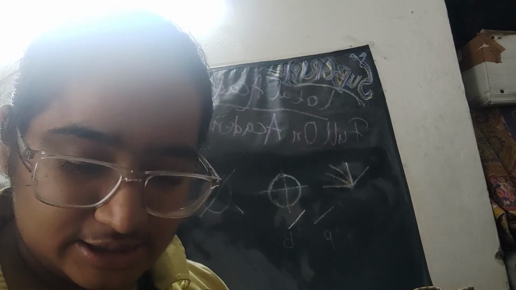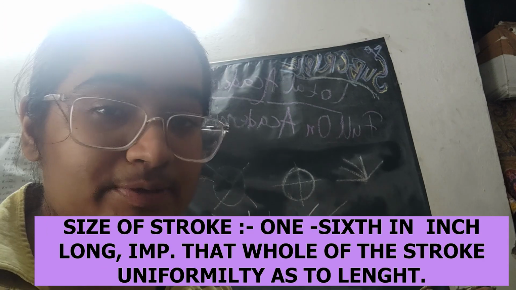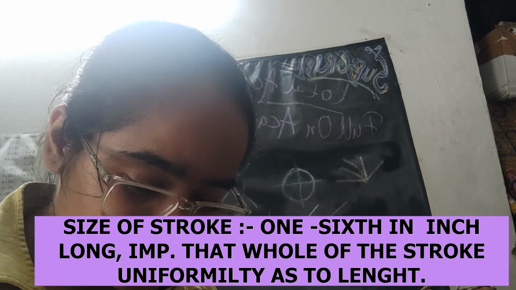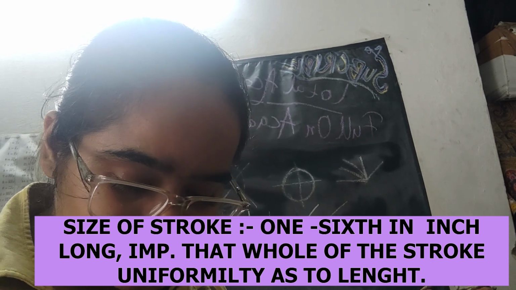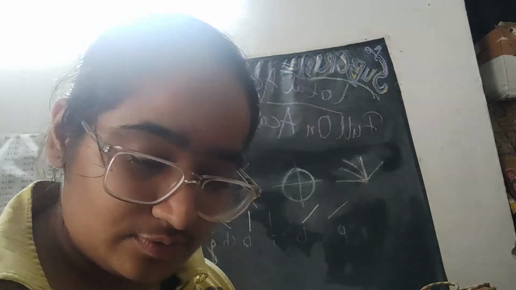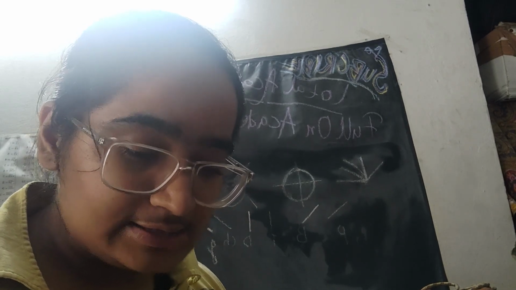Now, I am explaining about the pairs of consonants. The first 16 consonants form pairs. Thus, PB, TD, CHJ, KG, FV, ITH D, SZ, ISH Z. Now coming to size of strokes. The consonants should be written about 1/6 of an inch long, as on these pages. It is of utmost importance that you form the strokes uniform as to length.